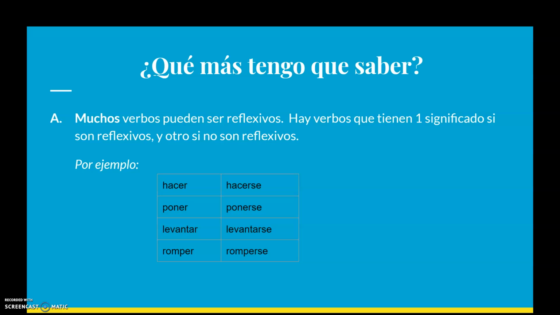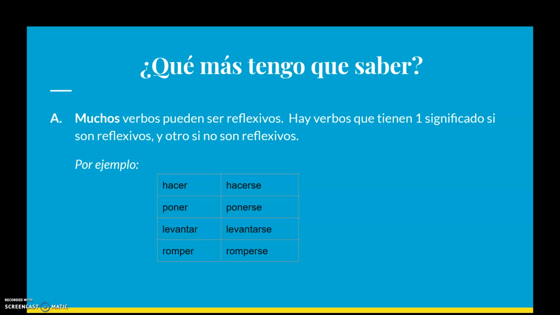Levantar is to lift. Levantarse is to get up. So if I say to all of you, levántense, that's a command: stand up, all of you, see? And romper does mean to break, but it means along the lines of to break something else. So I rompí el plato. I broke the plate. In other words, I dropped the plate probably, and I broke it.